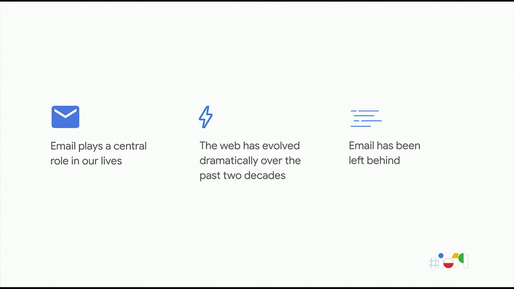So to recap, email plays a central role in the lives of billions of people, and it's been around for decades. During that time period, the web has evolved dramatically, and yet email messages have been kind of left behind. The messages you can send still just contain text, links, and images, and it hasn't really kept up with our expectations from using the modern web.